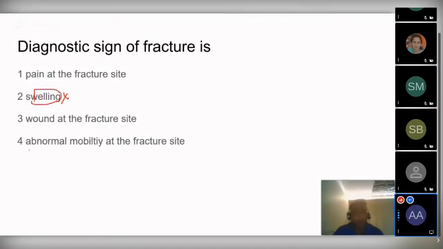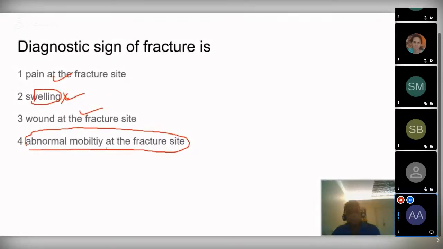There can be pain with or without fracture. There can be swelling without fracture. There can be wound without a fracture. But abnormal mobility is the sign for a fracture.